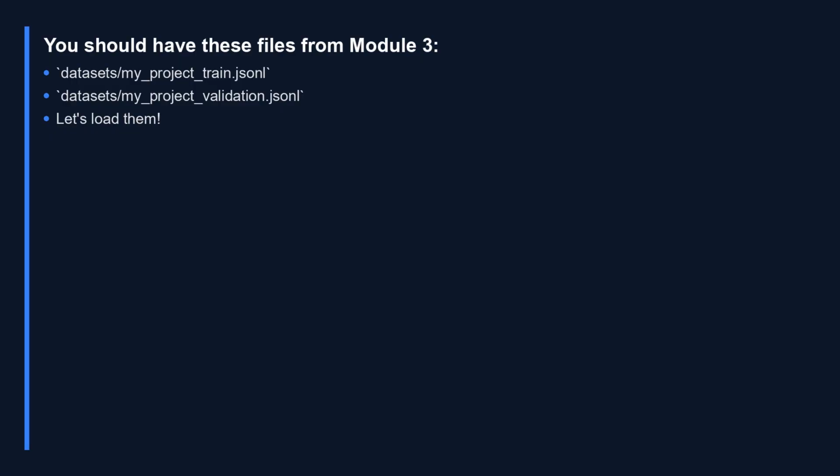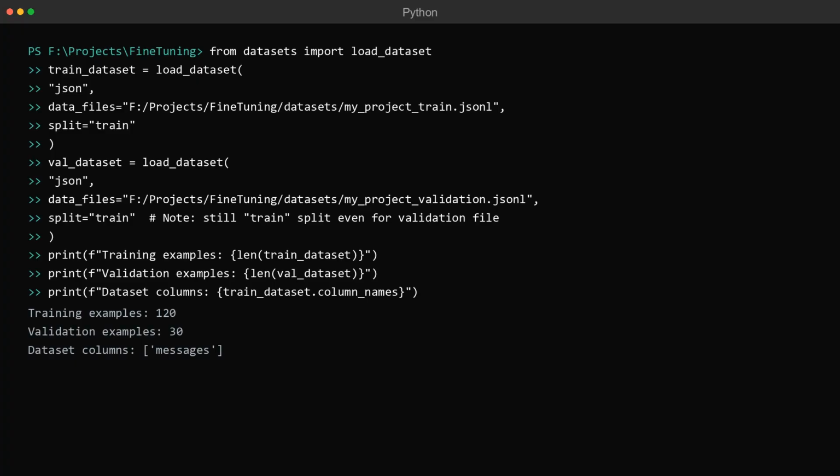Loading your dataset. From Module 3, you should have two files sitting in your datasets folder, my_project_train.jsonl and my_project_validation.jsonl. If those files are there, the load_dataset function from the Hugging Face datasets library reads both JSONL files into memory. Notice that both calls specify the train split, even for the validation file. That's just how the library works when you load local files directly. It doesn't infer a split from the file name, so you always get back a train split regardless. Don't let that naming confuse you.